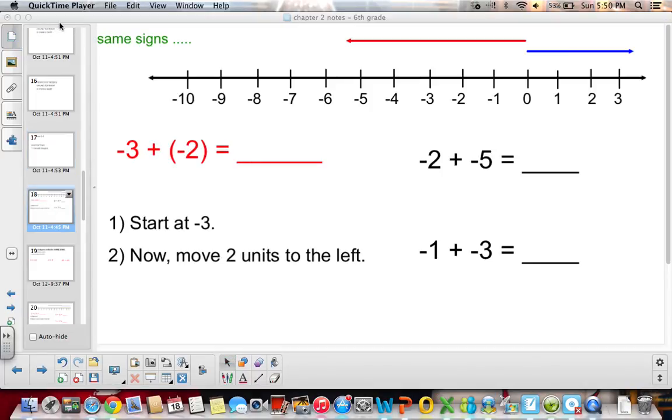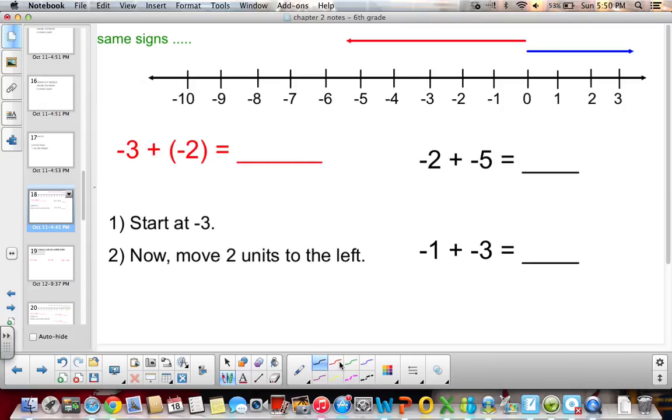So when we're adding integers, sometimes we'll have the same signs and sometimes we'll have different signs. When I mean same signs, if we look at -3 plus -2, they're both negative, so they have the same signs. Before, when we talked about integers, we know that -3 lies to the left of 0 because everything to the left of 0 is negative. So -3 is right here, which we know.